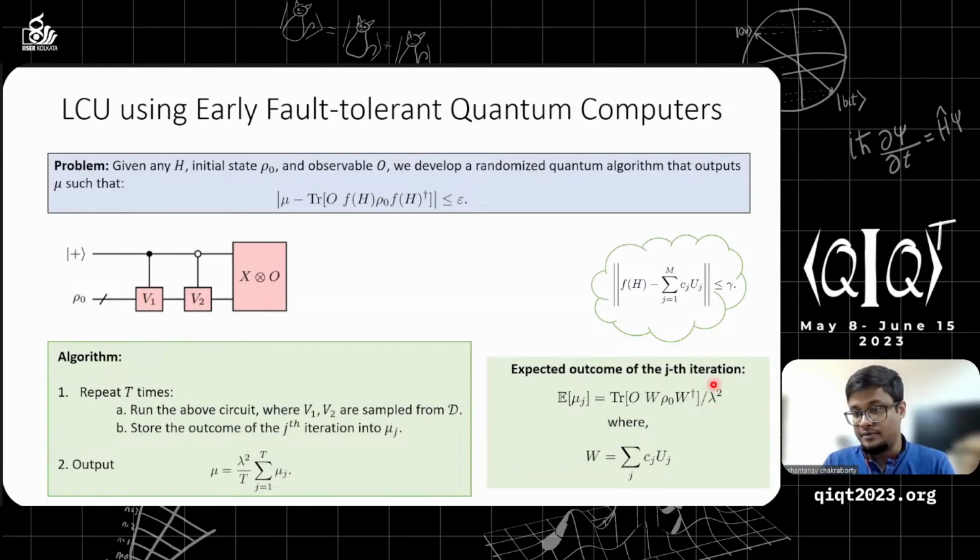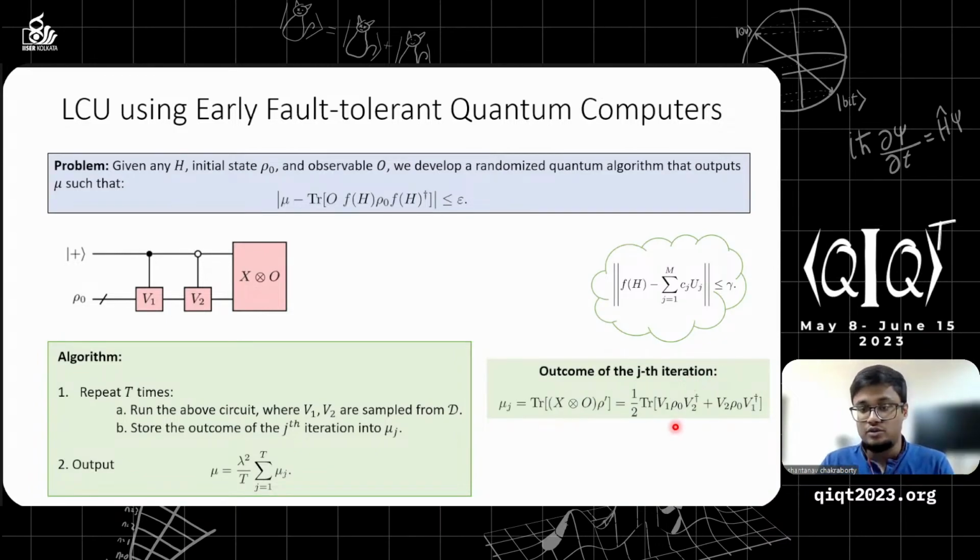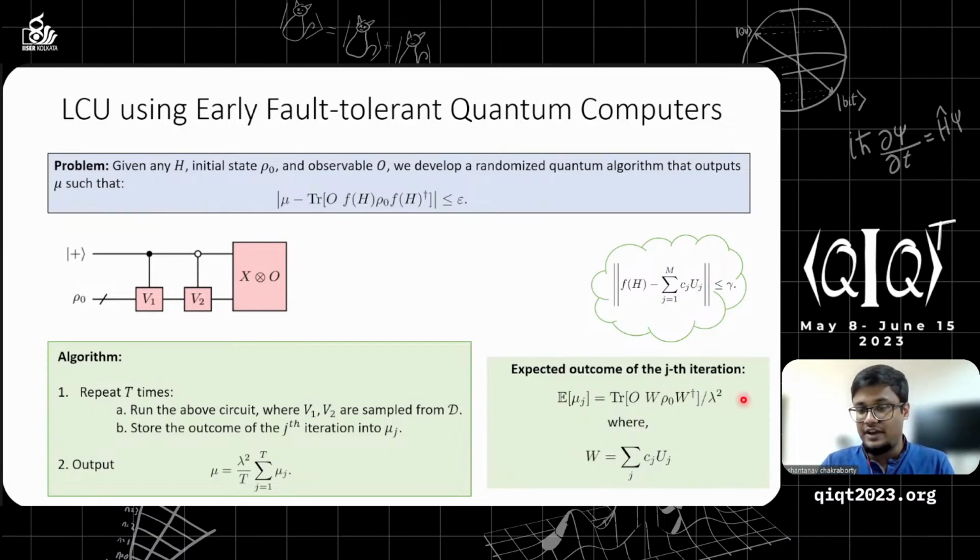Because these unitaries V1 and V2, their expected values were W by lambda, where W is basically this linear combination of unitaries. Then the expected value of the outcome is just trace of O W rho W dagger, where W is the linear combination of unitaries divided by lambda square, right? So that's the key insight. Your expected outcome multiplied by lambda square is pretty much what you want to implement, right?